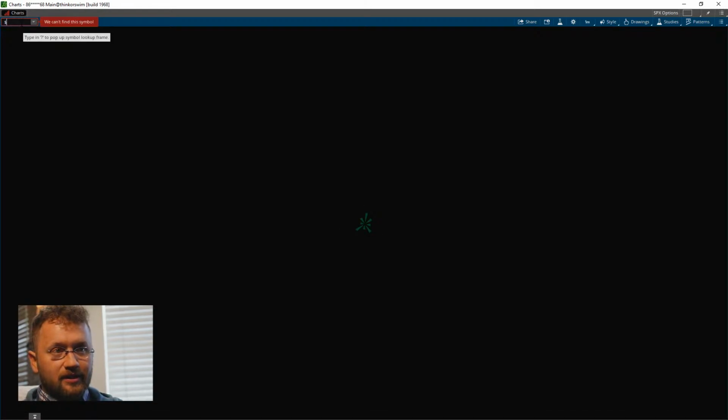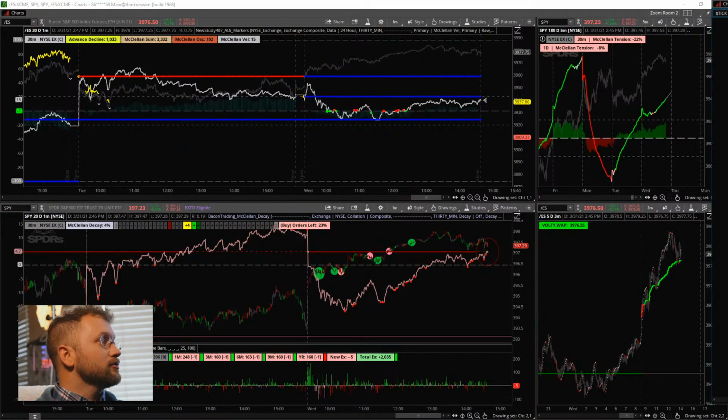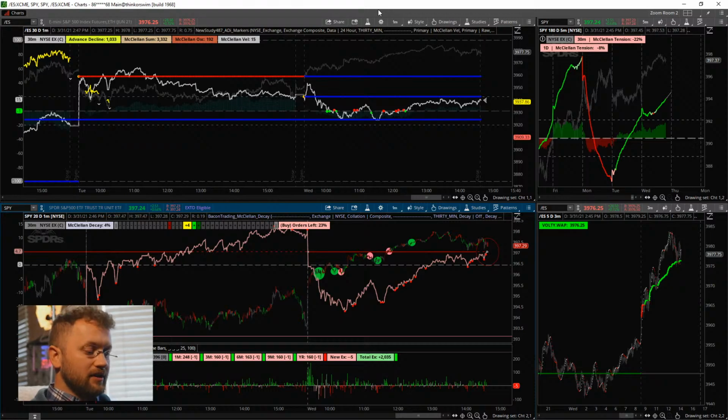I'm going to pull up the tick, which is one of the tools that I look for in inversions, and Thinkorswim's going to take a little while today because I have a ton of stuff running. So we can look for inversions.